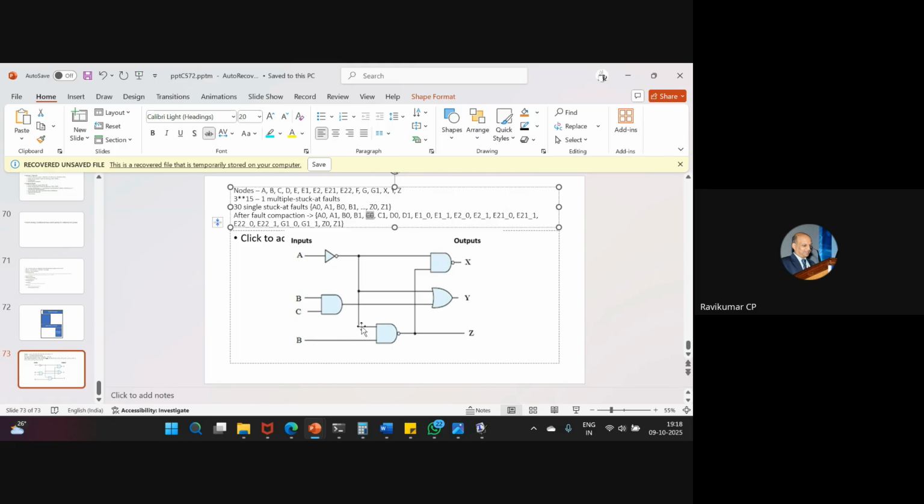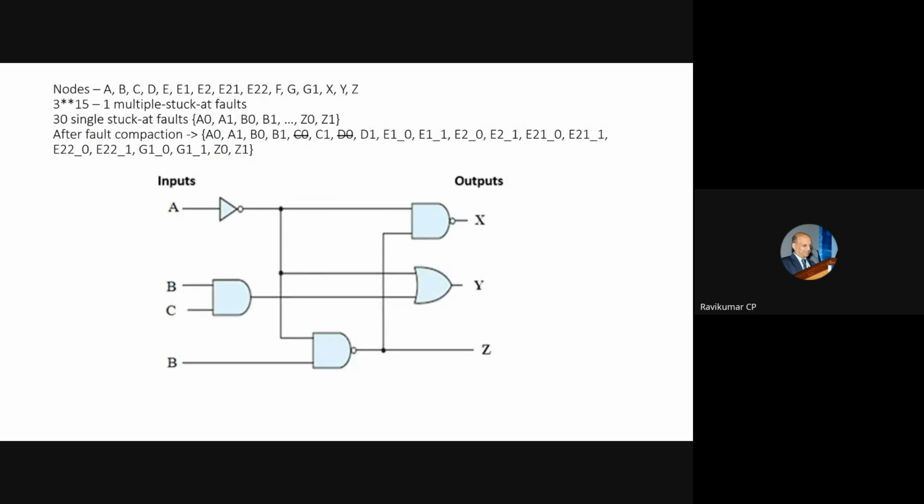See, this D stuck at 0 can be removed because we would have already considered the stuck at 0 here. So D stuck at 0 is also not required. I suppose that's about all that we can do. Others we can possibly reduce by another one or two like this. Now that's about all, right? We have compacted it as much as we could.